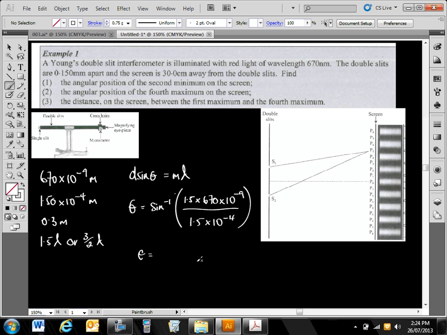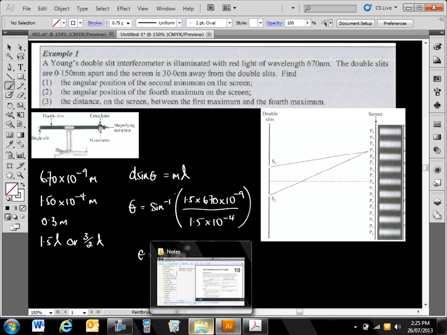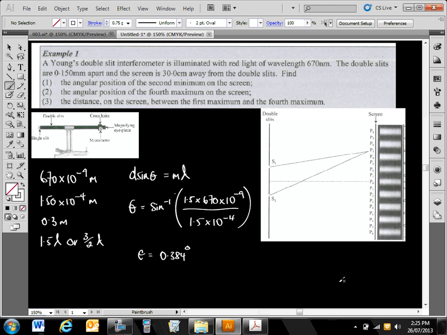Theta equals, we got 0.384 degrees. Nobody's throwing their hand in the air. Have a go at the fourth maximum. Has anyone done this already? Question 2. That was 1.